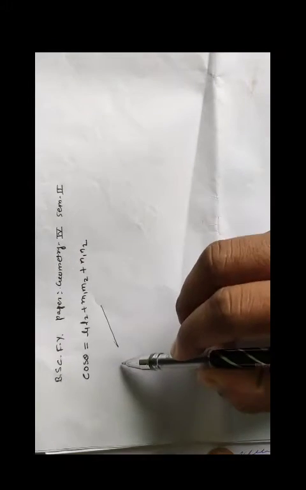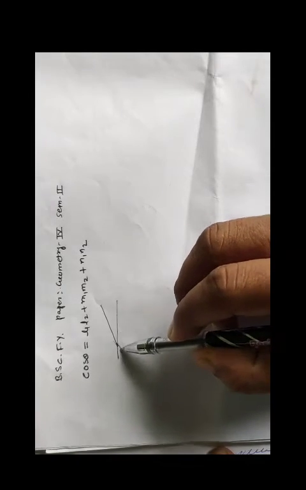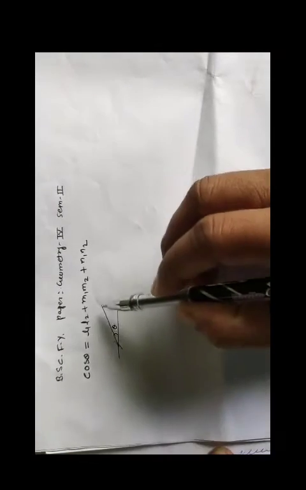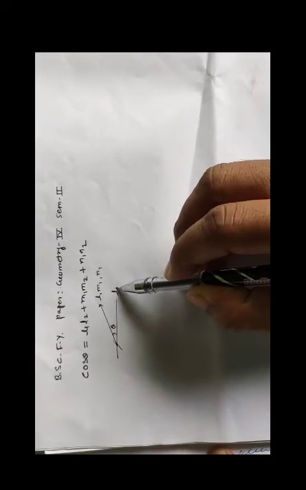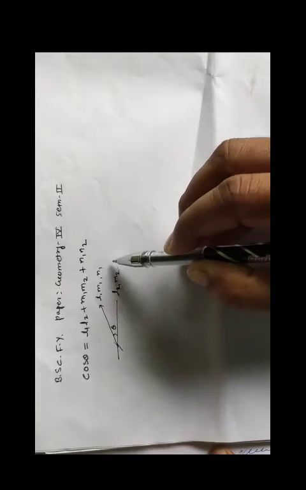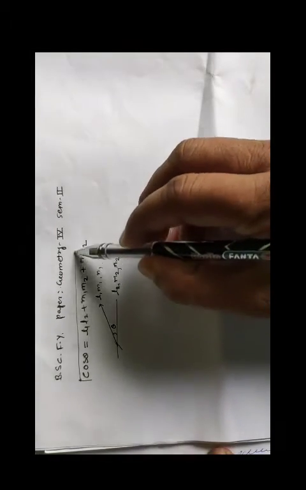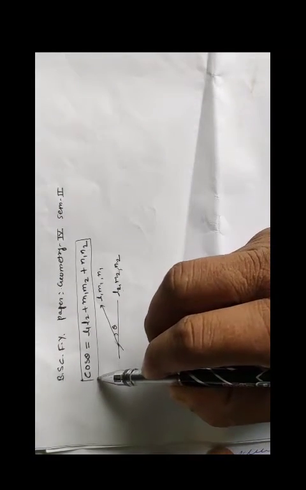Suppose this is one line and this is the other line, making an angle theta, and the direction cosines of these lines are L1 M1 N1 and L2 M2 N2. Then cos theta can be defined as cos theta is equal to L1 L2 plus M1 M2 plus N1 N2.